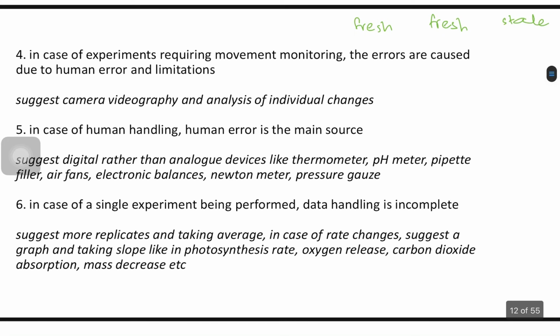Another source of error can include, in case of experiments requiring movement, when you're analyzing the movement of something, a very important error is the human eye, which has a longer reaction time. So when you want to see some movement, it has to be quick. And sometimes human error comes into play. So you have to talk about the idea that maybe the human error, maybe the reaction time, was problematic.